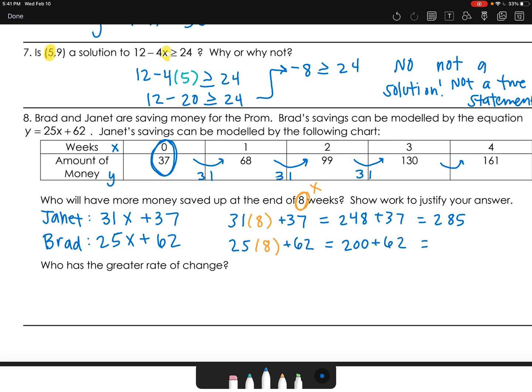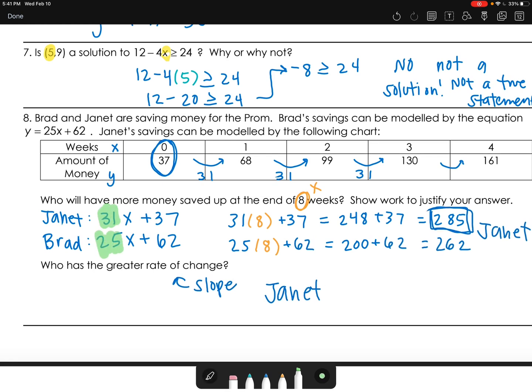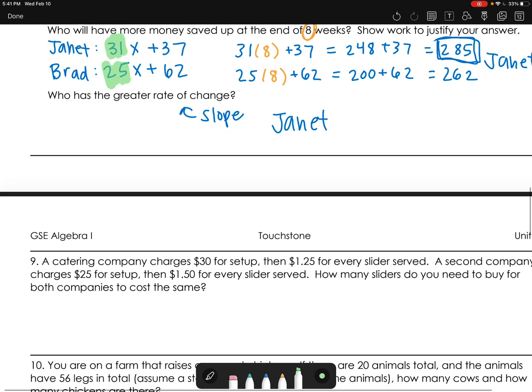62. 200 plus 62, and this would equal $262. So that tells me who saved more money? Janet, because her amount was bigger than Brad's amount. Okay, and then the next question says, who has the greater rate of change? Well, remember, this was the last thing we talked about at the end of this unit. Rate of change is a fancy word for slope. So who has the bigger slope, Janet or Brad? Janet does, because Janet's slope is 31 and Brad's slope is 25. Okay?